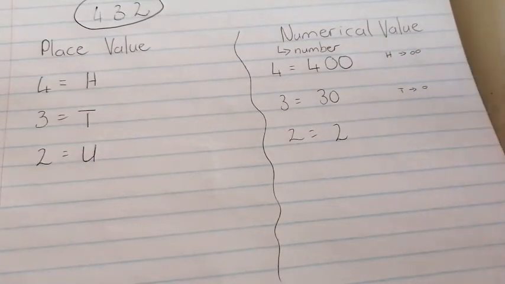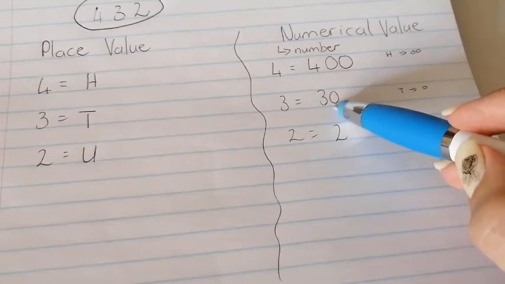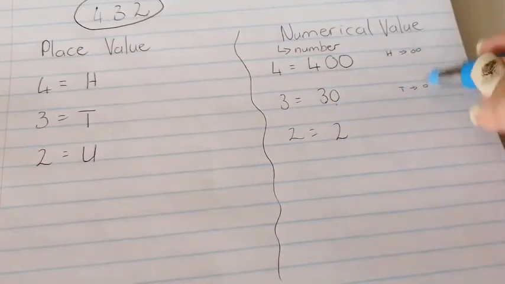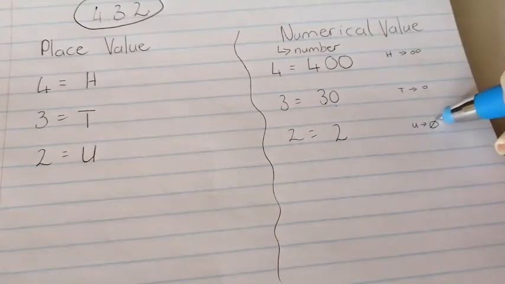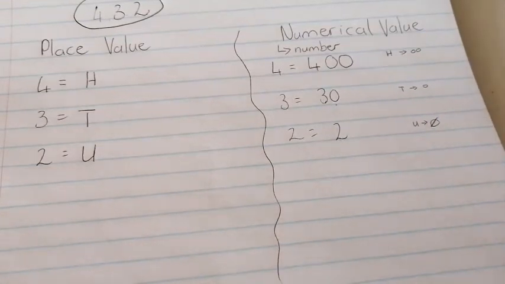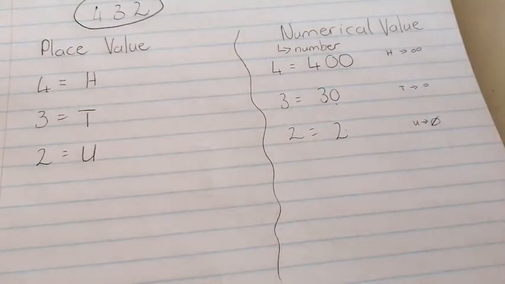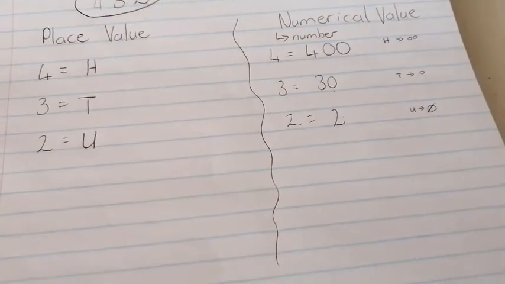Same with the 3. That's 30. It's in the tens place. And a 10 has 1 0. So just a 3 and 1 0. And then the units, 2. Remember, a unit has no zeros, so it's just 2.